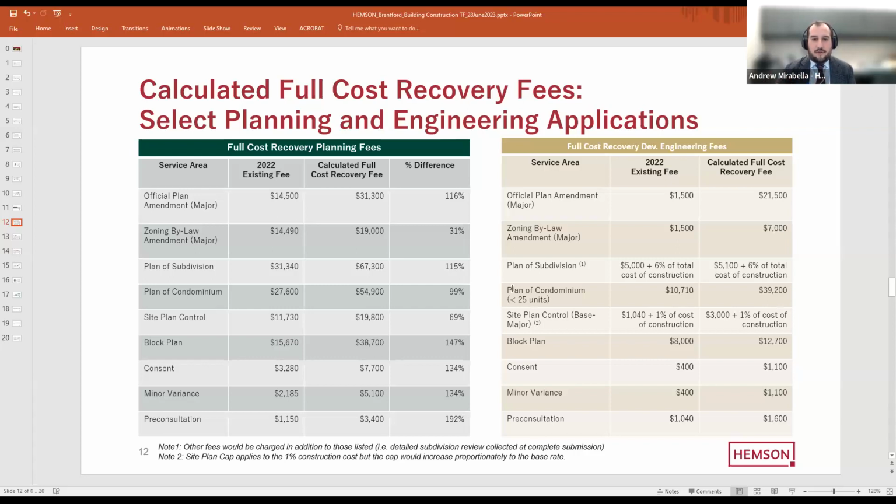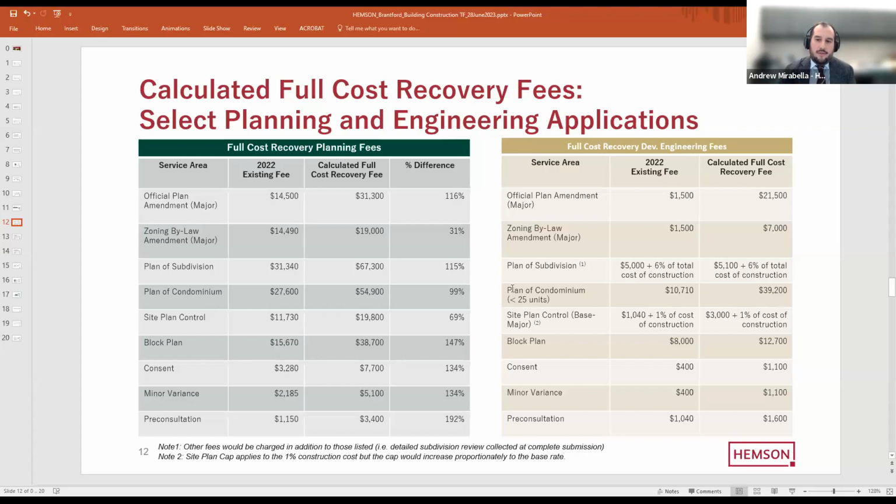Relative to the existing fee rates as of 2022 that were in place, what we see from our calculated full cost recovery fees is some fairly substantial increases across the board, recognizing there are some differences between different application types relative to the involvement of staff at each of those different applications. But on an official plan amendment, we'll see the planning fee go from about $14,500 today to just over $31,000 as a calculated full cost recovery fee.